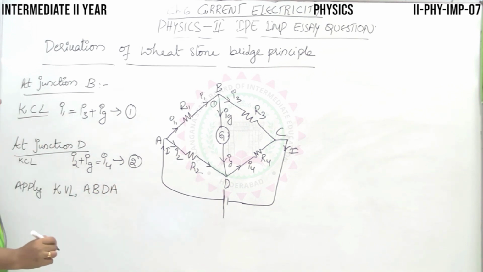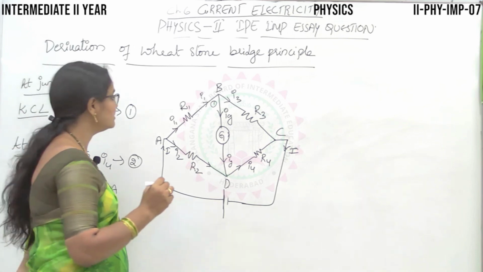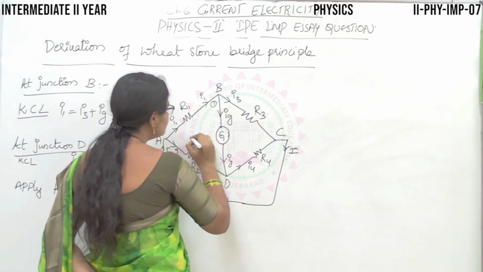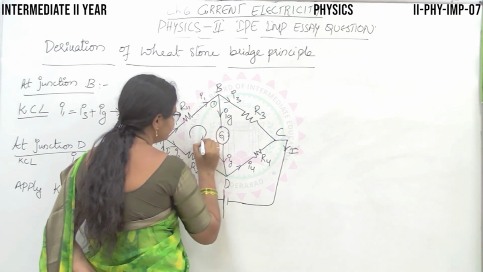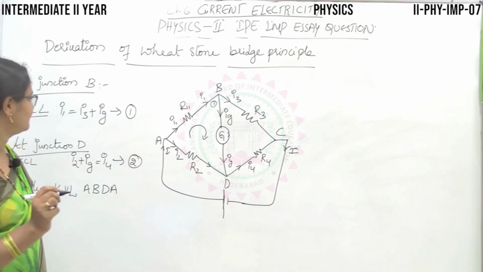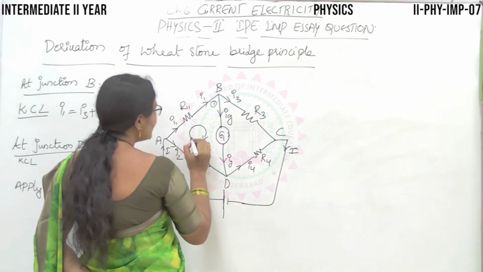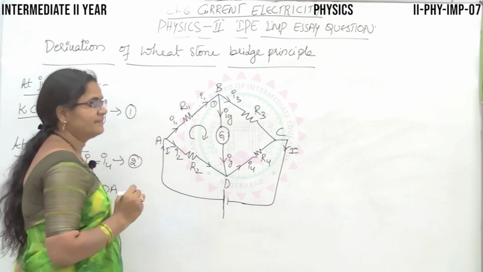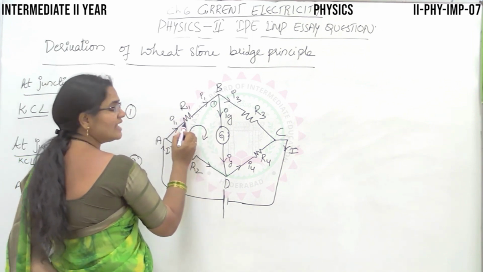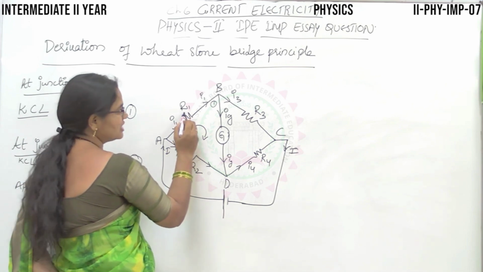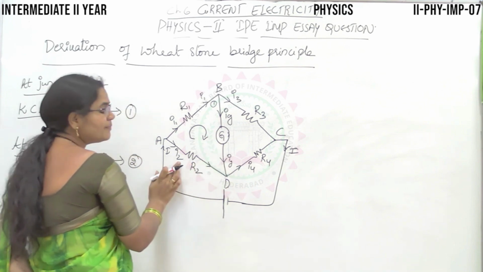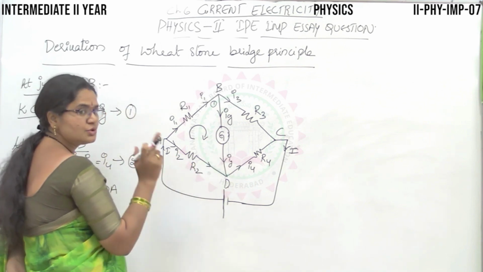Now, please concentrate on this part because people will get confused here. You have to assume an imaginary current direction. So, I assumed an imaginary current direction, and just cross-check with this. What is the potential at this point? I1 R1 is the potential. What is the potential at this point? Ig G is the potential. What is the potential at this point? I2 R2 is the potential.